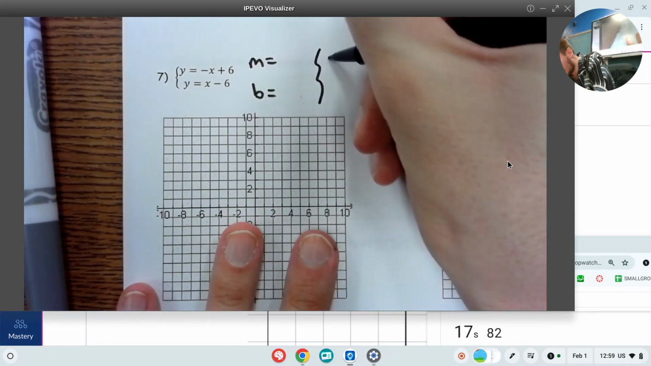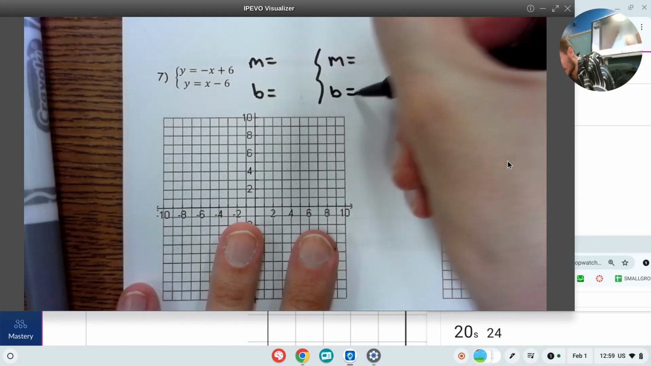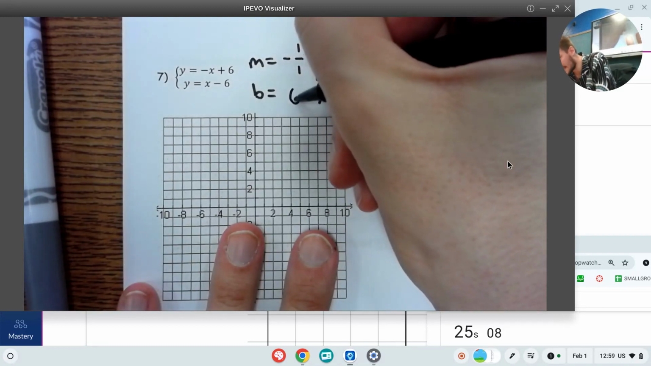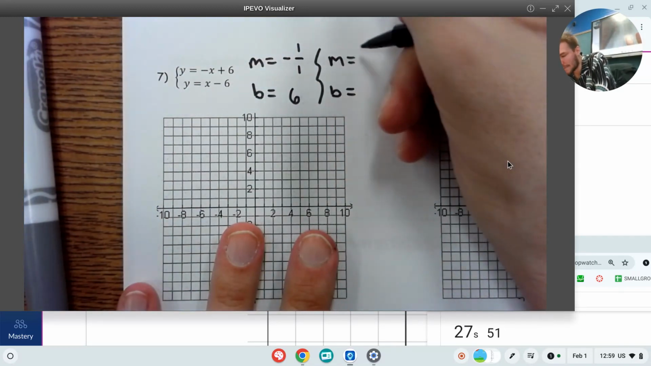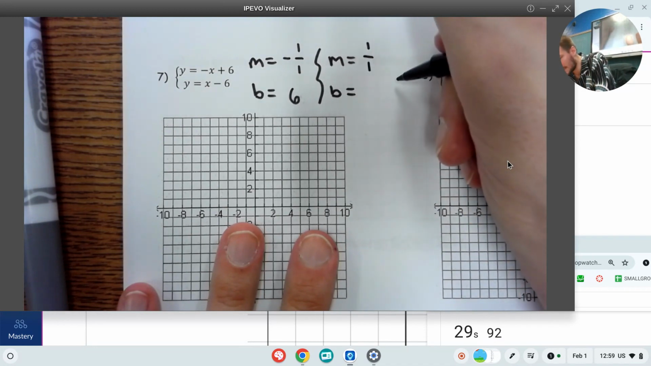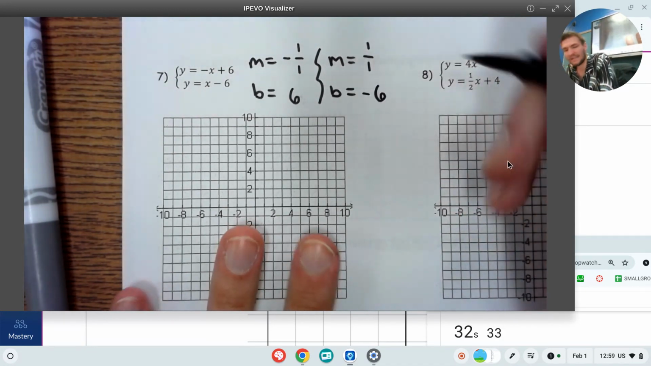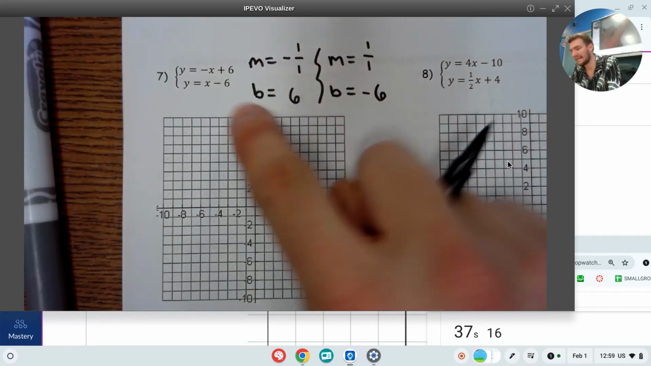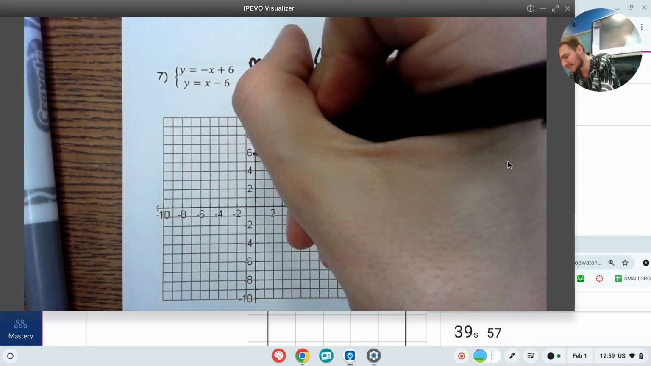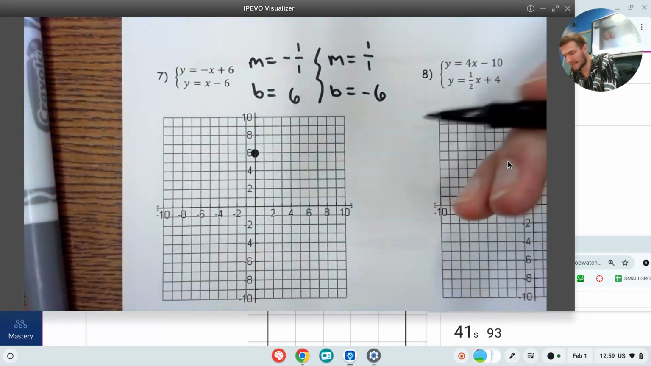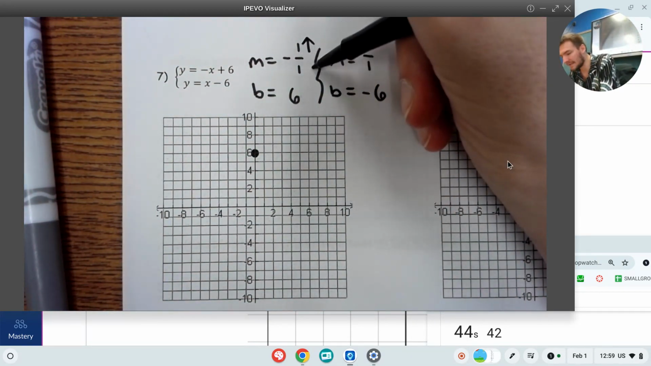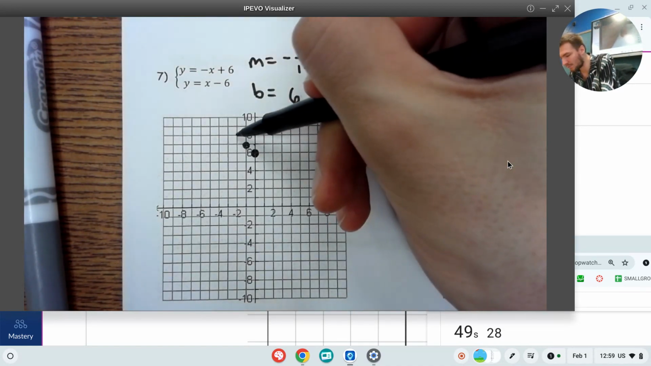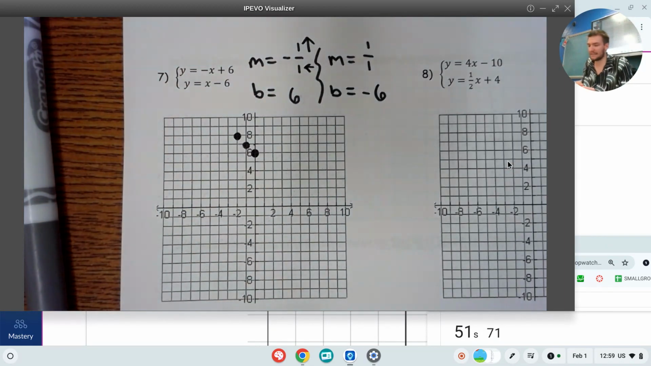M equals, B equals. Write down the M, negative 1 over 1, 6. Write down the M, positive 1 over 1, negative 6. So I'm noticing for this question, I want to be careful with my negatives. I need to start at positive 6, which is right here. And I need to go up, left, 1, 1. That's easy. 1, 1, dot, 1, 1, dot. And let's make a line here.